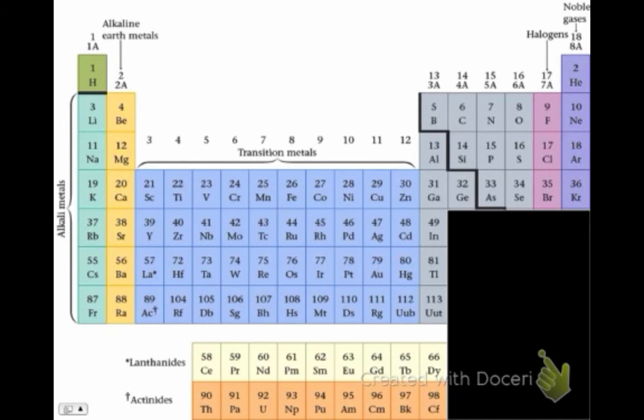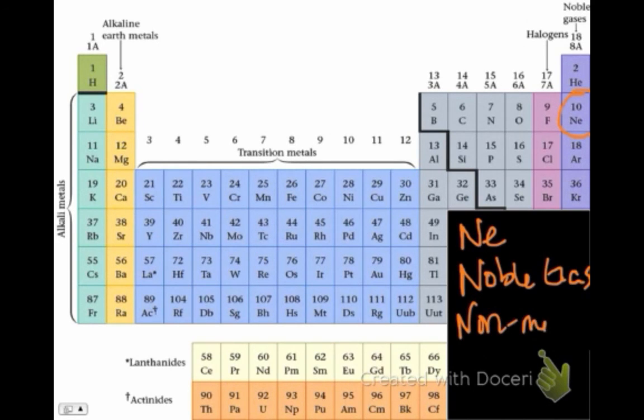Okay, last example, let's go to neon this time. So we're going to look at neon. Neon, we know, is a noble gas. We could also classify it as a non-metal because of its position. The other thing we know about neon is its atomic number is equal to 10. Also, since we know our properties of noble gases, we could say that neon is found in nature in its pure form, that neon is very unreactive, and that neon is a gas, as its name implies.